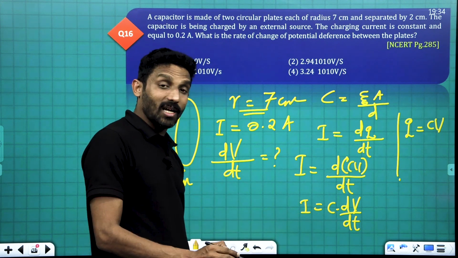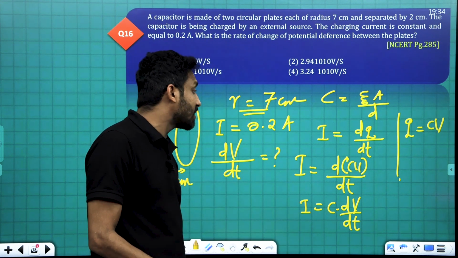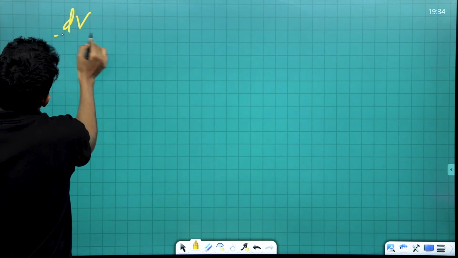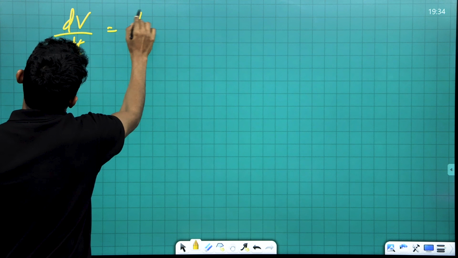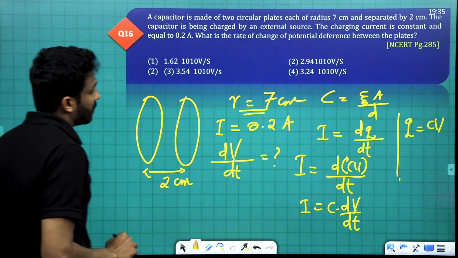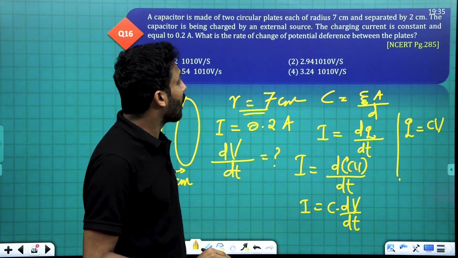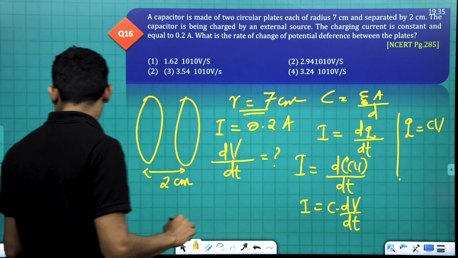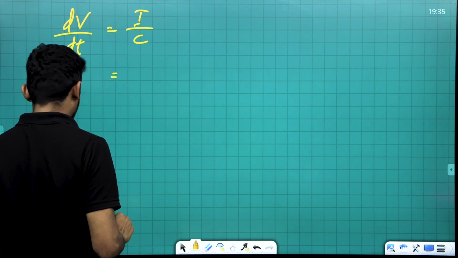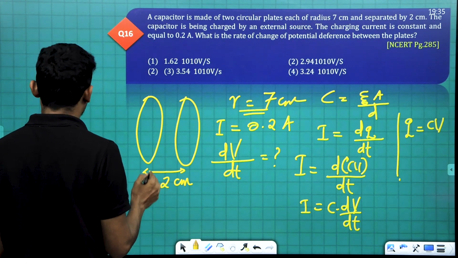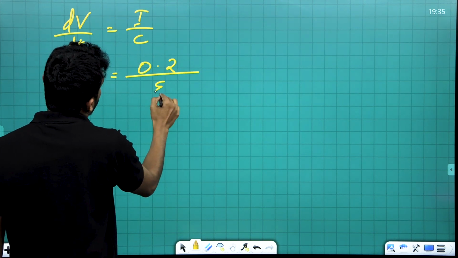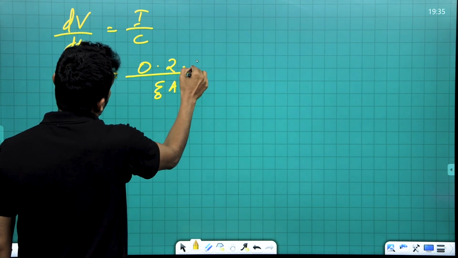Then dV by dt is asked, you know. dV by dt is I by C, that is current divided by capacitance. Capacitance can be calculated as epsilon 0 A by D. Current is given in the question as 0.2. So 0.2 divided by C, where C is equal to epsilon naught A divided by D.